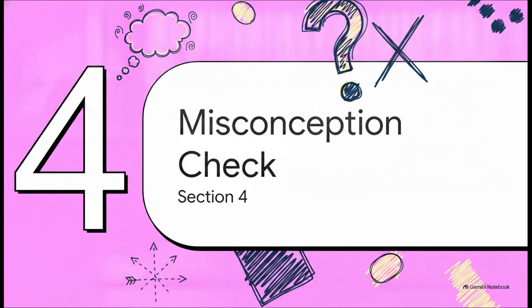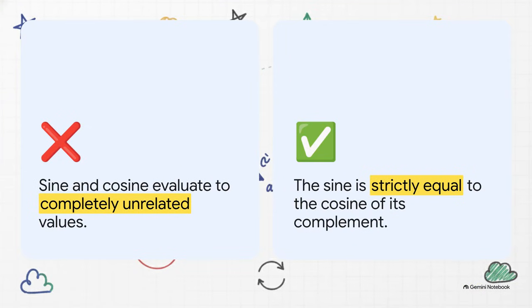Let's do a quick check. Section 4, misconception check. A very common pitfall, and honestly a totally understandable false assumption students make, is thinking that sine and cosine evaluate to completely random, unrelated values. They see two completely different buttons on the calculator and just assume they live in separate worlds. But as we've just proven, the verified truth is quite the opposite. The sine of an angle is strictly, perfectly equal to the cosine of its complementary angle. They aren't random at all. They're essentially two sides of the very same geometric coin.